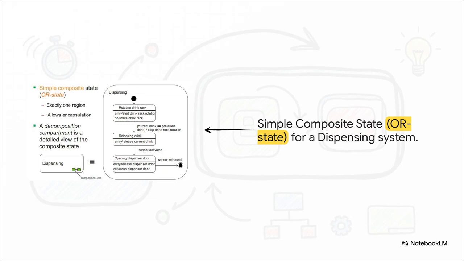Take a look at an OR state for a vending machine. We have this big dispensing state, and inside, it's a strict step-by-step sequence. You rotate the rack, you release the drink, you open the door, one thing happens at a time. To the outside world, the machine is just dispensing, but internally, it's following a very specific single-file path.